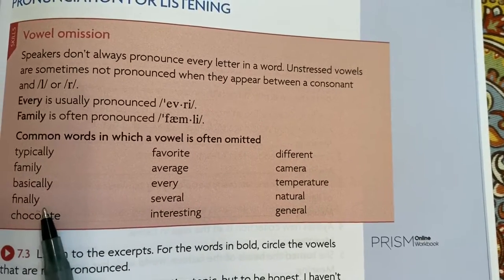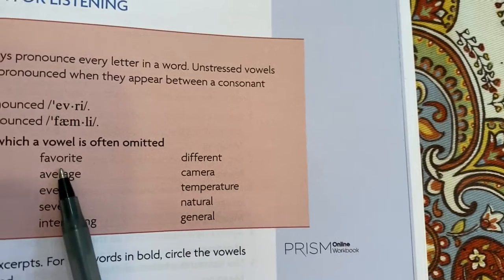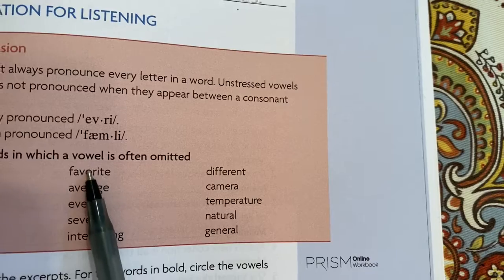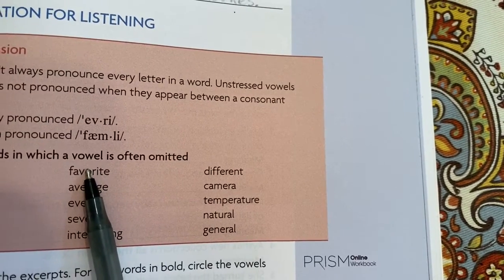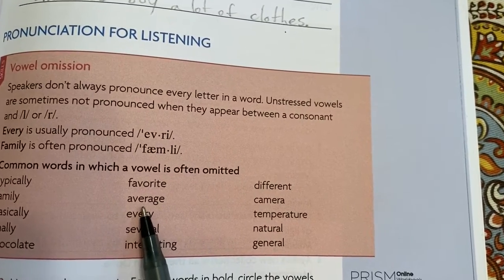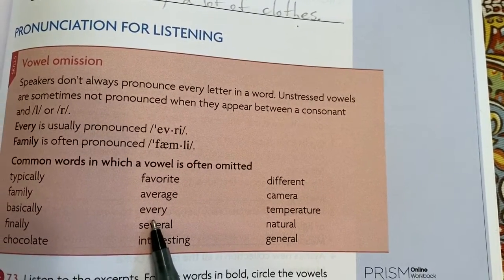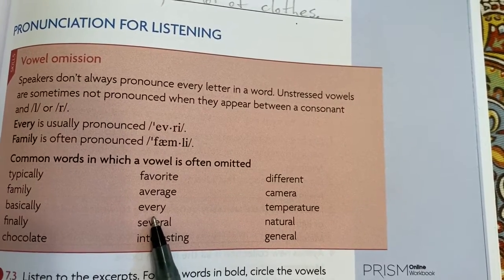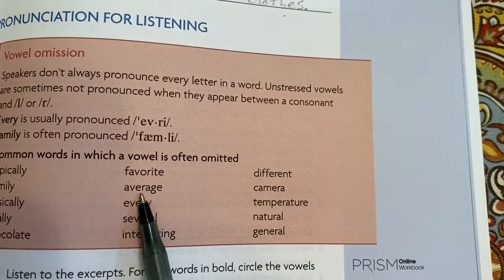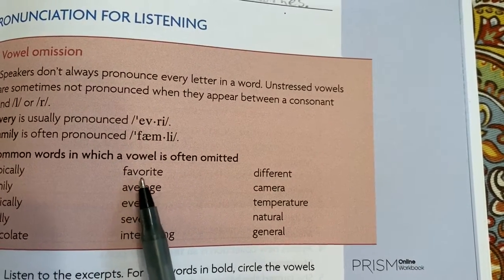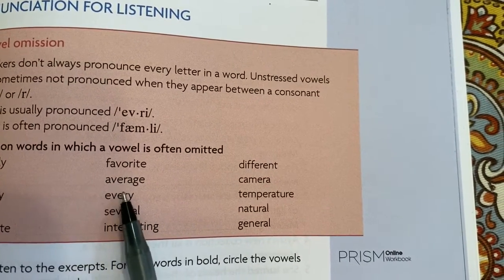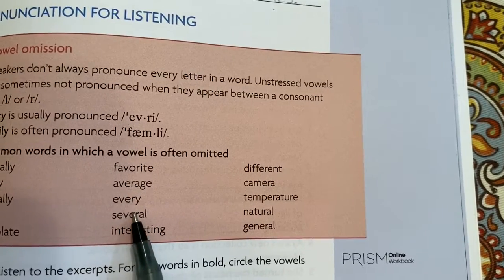Chocolate instead of chocolate. Favorite, not favorite. And this is a word you're going to use a lot, so practice this one. Favorite. Average. Every. Notice how all of these have a V and then an R that comes next, and the vowel in between the V and R is omitted. Favorite, average, every. Several, same thing.